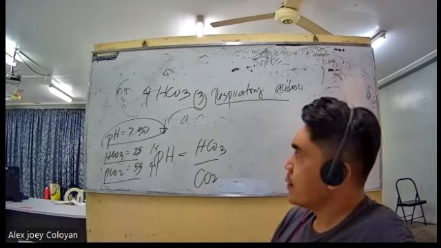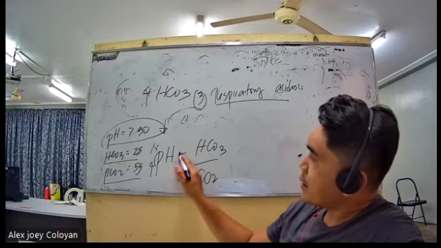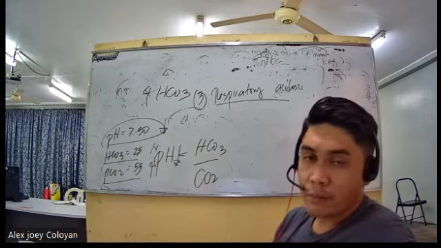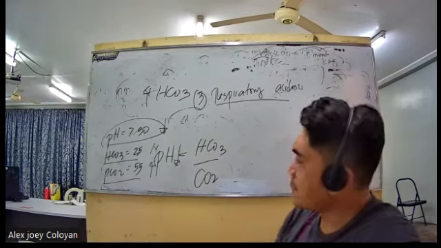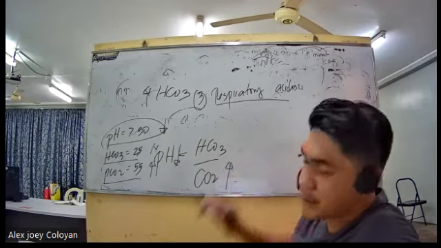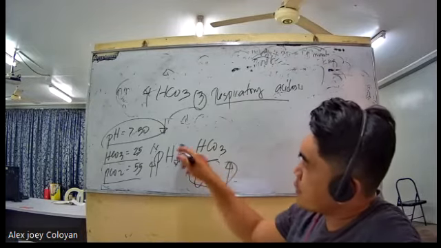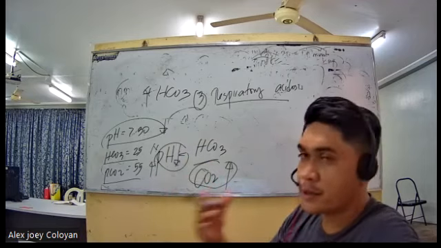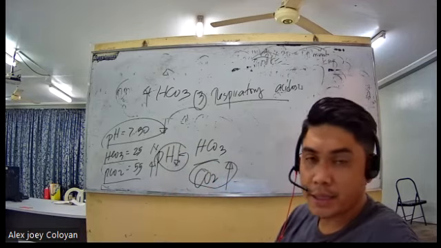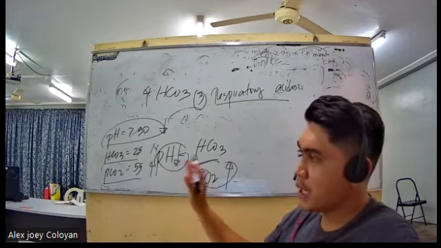So the pH is low. The reason why there's a decrease in pH is because of the increase in CO2. Increased CO2, decreased pH. That's why it's respiratory acidosis. So this one is uncompensated.